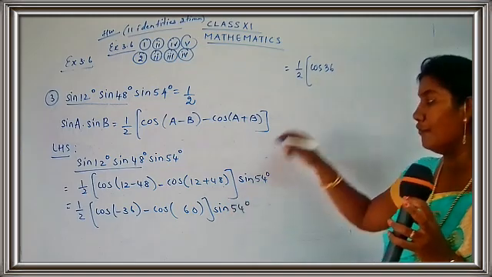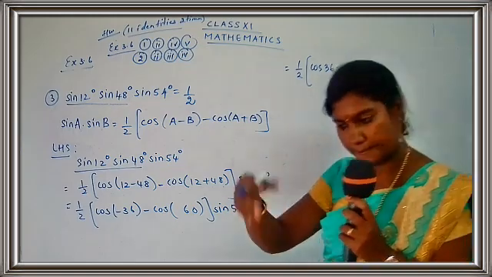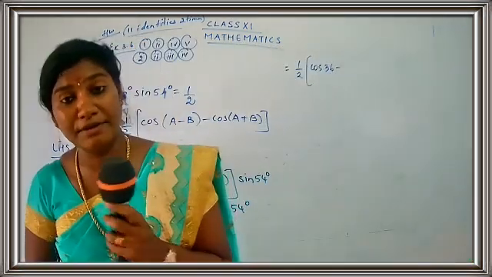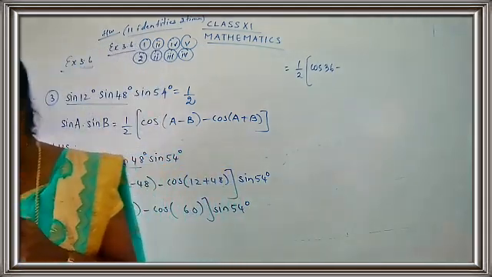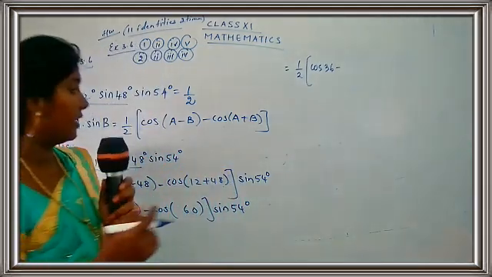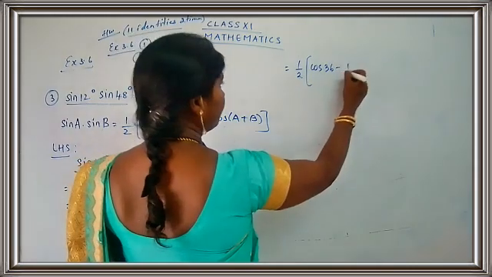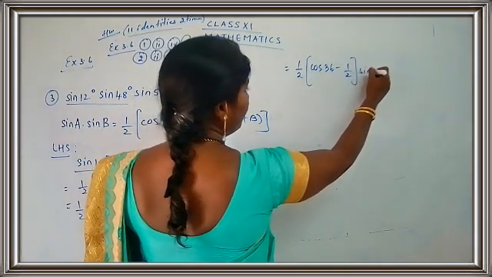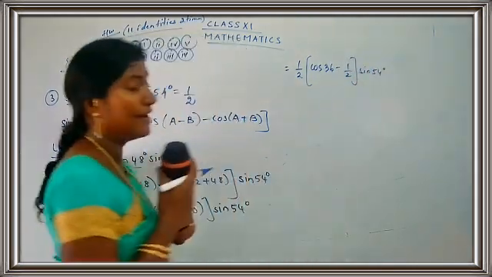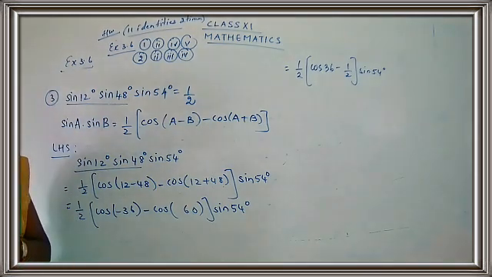Okay, I know the value for cos 60. You can just refer to your trigonometric table. We have already taken down the trigonometric table. You can refer to it and write down the value for cos 60. It's half, times sine of 54 degree. So I have to just put the value for cos 36 and sine 54, children. I'll tell you what is the value for it.